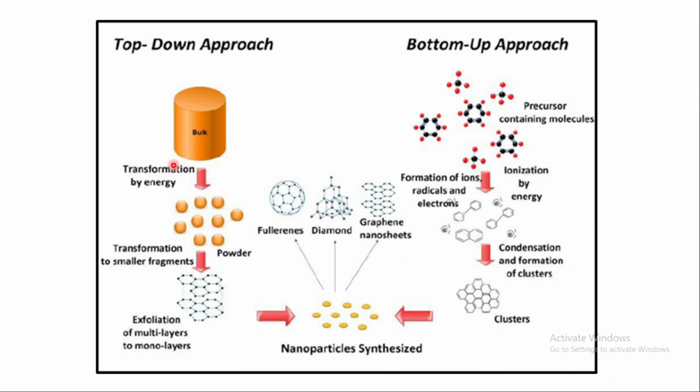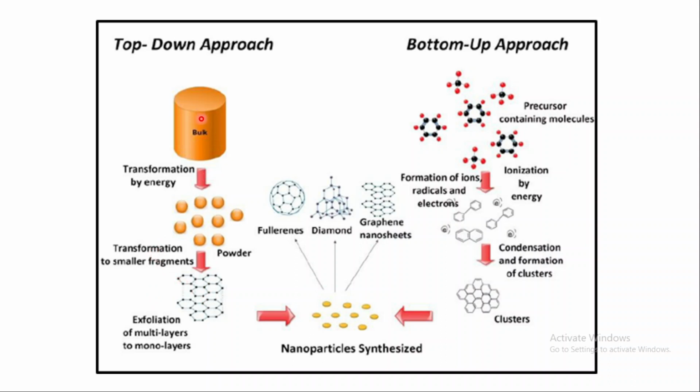So all this is like top-down approach. So bulk to nano approach, bulk to powdered. You just grind it or break it down into smaller pieces, keep breaking it down till it reaches the nano scale. Then it can exfoliate from multi-layers to monolayers. Exfoliation means it can layer off, can layer off as a nanomaterial.